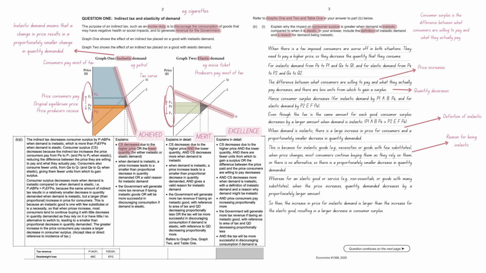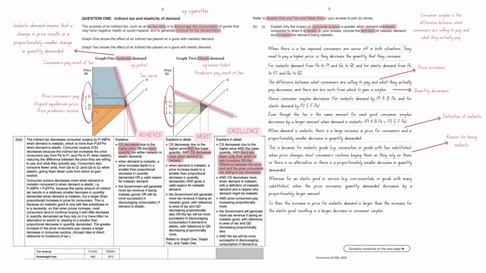And then you'd also say consumer surplus decreases more when demand is inelastic. So you're saying which one is actually decreasing more. And then to get excellence, you can see that you just have to add in that extra sentence there, using the words that they like you to use, which is there are fewer units from which to gain a surplus. Or you could say the difference between the price consumers paid and are willing to pay decreases. So actually you only need to say one of those things in this instance. Sometimes they'll say "and" for excellence here, so it's always best to include both.